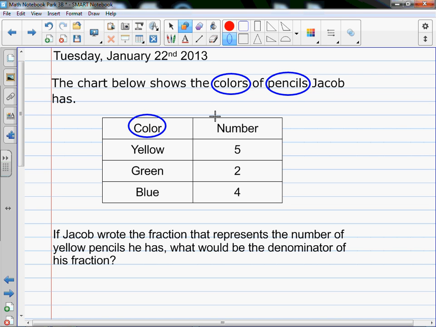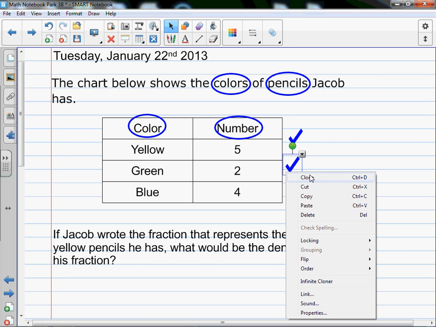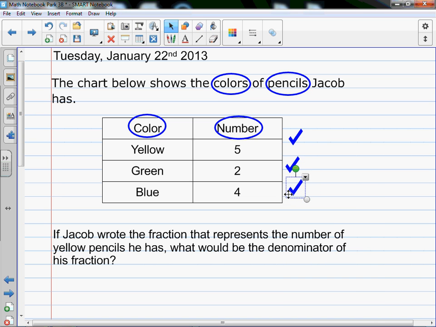And I guess this is the number of your pencils here. We have 5 yellow, 2 green, 4 blue. And actually right now I'd like to take an opportunity to draw the pencils a little bit.